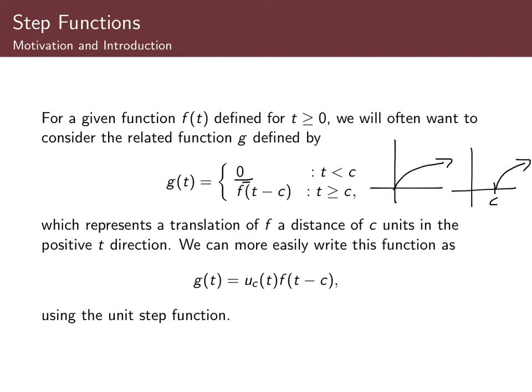We can more easily write this without the piecewise framework by just using the unit step function or Heaviside function centered at c. If we do so, it has the same effect. If t is less than c, then the unit step function is 0, which means that g is 0, which is exactly what g is there. And if t is greater than c, then u of c is just 1, and the function becomes f of t minus c, which is exactly what g is here.